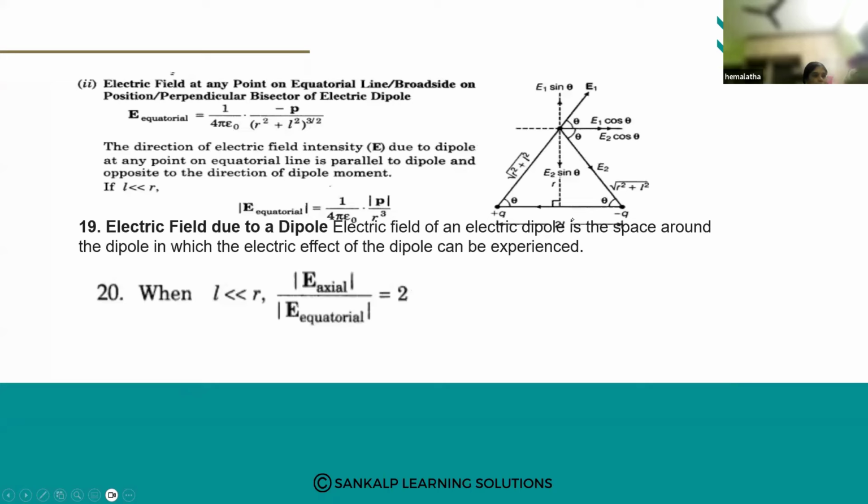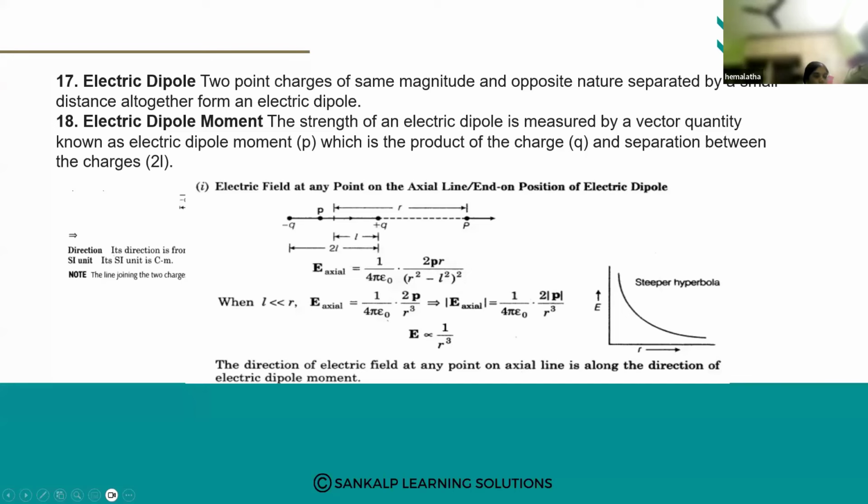I explained about the electric dipole moment. Moment means the strength of the electric dipole is measured by the electric dipole moment. This is the formula, and I told all these things. E is inversely proportional to 1 divided by r to the power of 3. Before that, it was r square for the electric field. The electric field due to a dipole is inversely proportional to 1 divided by r cubed. It's the same thing.